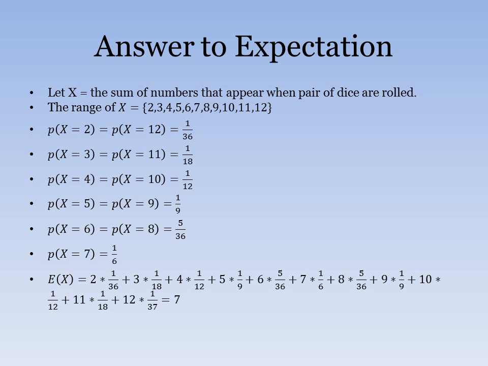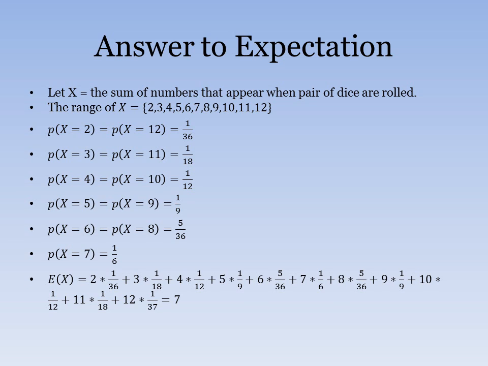The probability that the value equals 3 is the probability that the value equals 11, and that's 1/18. The probability that the value equals 4 is the same as the probability that the value equals 10, and that probability is 1/12. The probability that the sum equals 5 is the same as the probability that the sum equals 9, and that probability is 1/9. The probability that the sum equals 6 is the same as the probability that the sum equals 8, and that's 5/36. The probability that the sum equals 7 is 1/6.